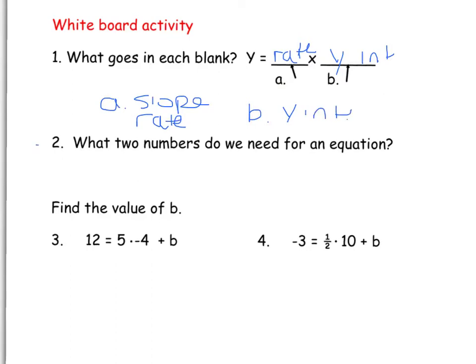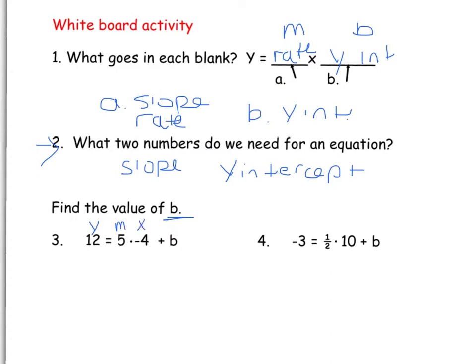So that leads us to question 2. What two numbers do we need to write an equation? We need the slope, or the rate, and we need the y-intercept. And so we found how to find the y-intercept, because remember, the rate we represent as m and the y-intercept is b. We can find the value of b if we know what the y is, the m is, and the x is.